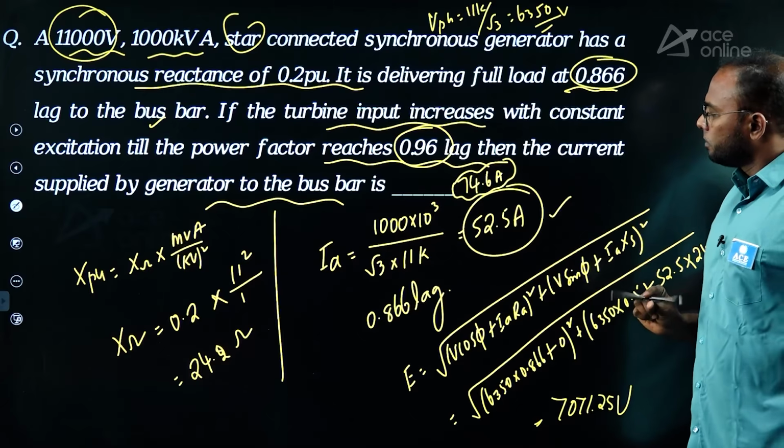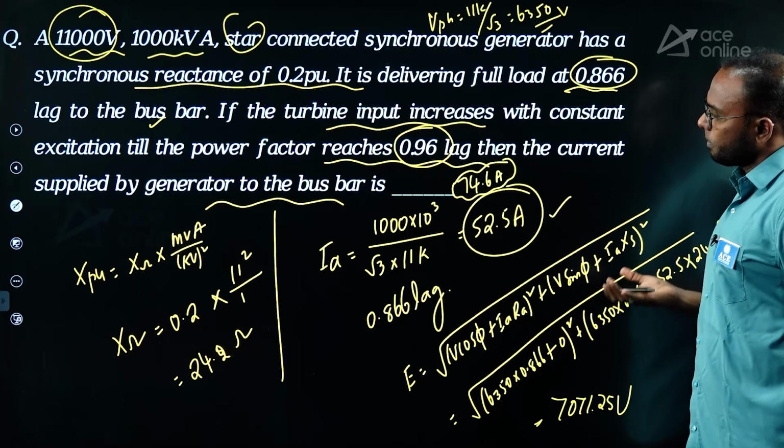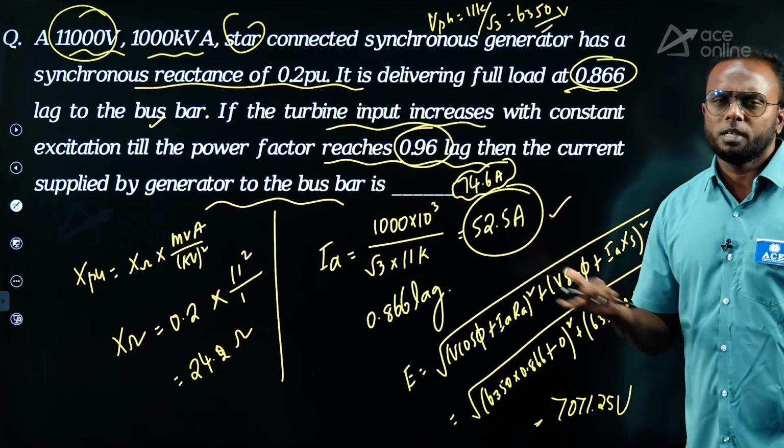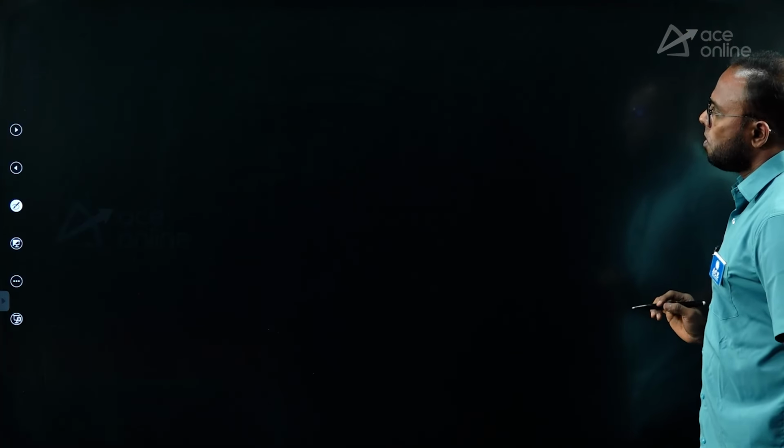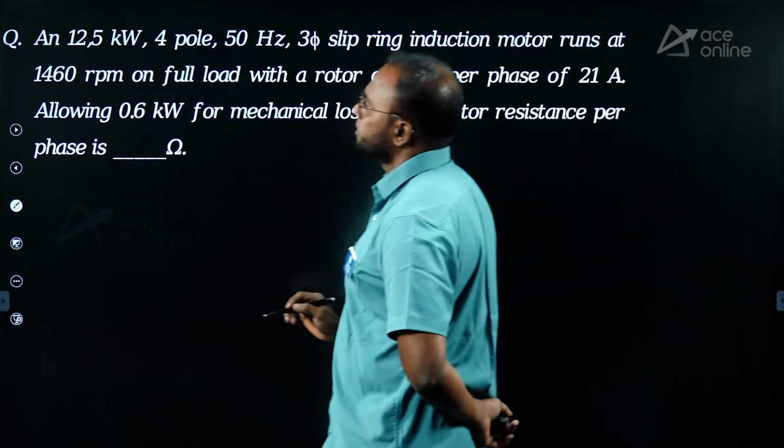Next. So as it is star connected, no problem here. Phase current, line current, everything is the same only, no problem. Next question. See this question.